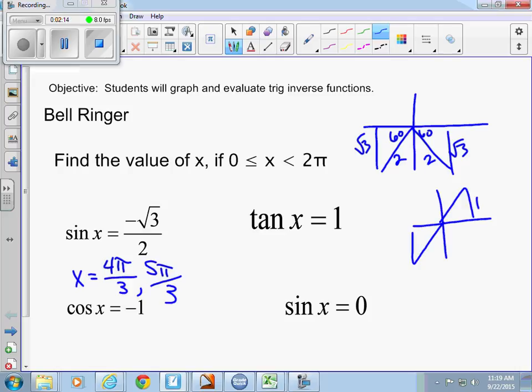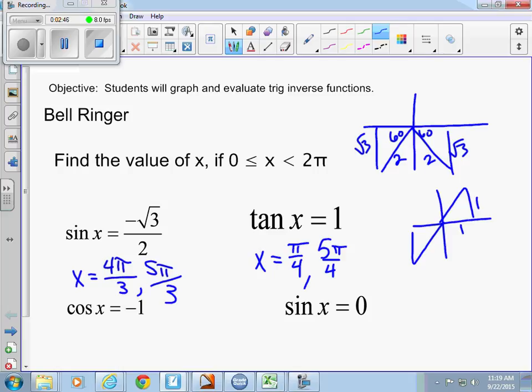Tangent is opposite over adjacent, right? So what kind of angle do I have? 45, 45. Good. So 45 in quadrant 1 is pi over 4. And 45 in quadrant 3 is 5 pi over 4. How did you get that? Use the unit circle, memorize it, or this is 4 pi over 4. One more than that is 5 pi over 4.